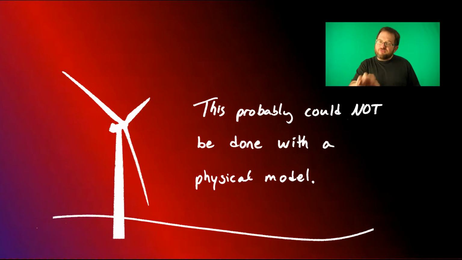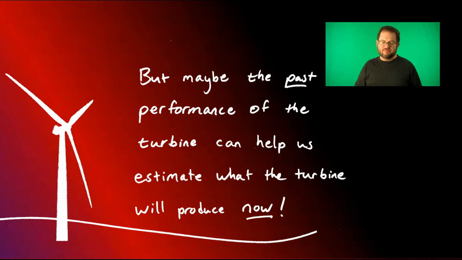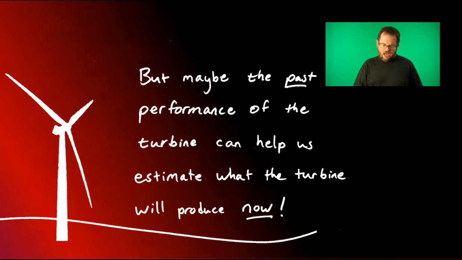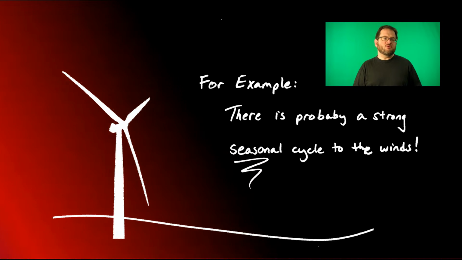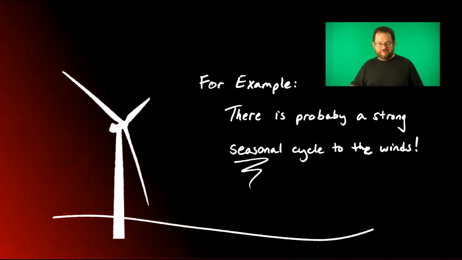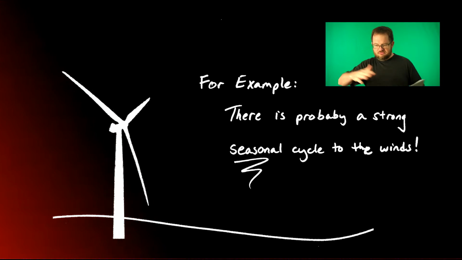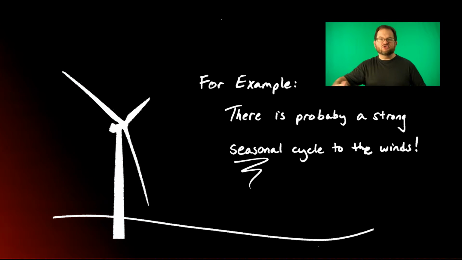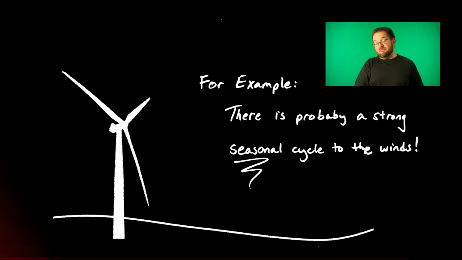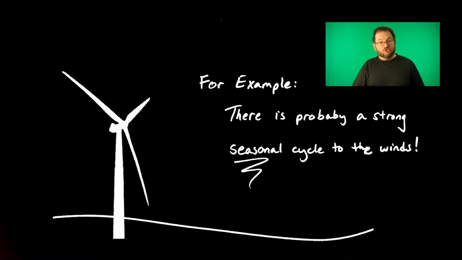But maybe the past performance of this turbine could actually tell us something about, we could estimate the power it will be producing now. For example, maybe we have observations of the wind at a wide range of hours and days and months and years. We have all these observations of the wind and the wind power and so on. And maybe, for example, there's a strong seasonal cycle to the wind.